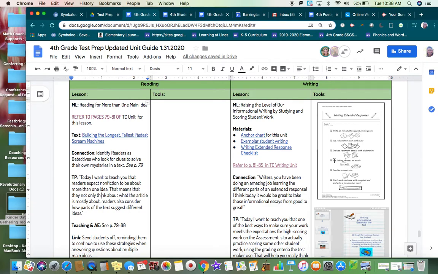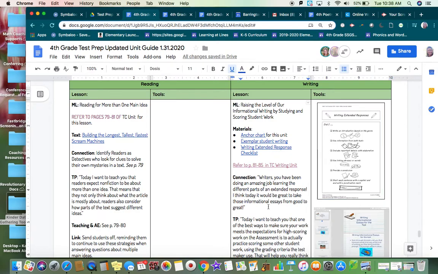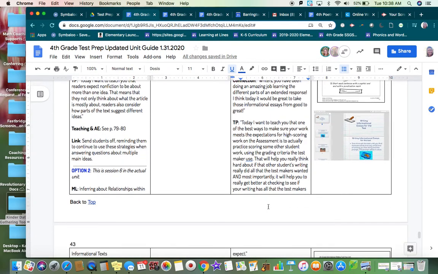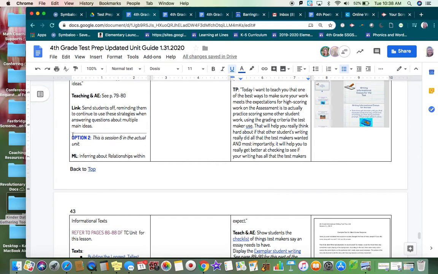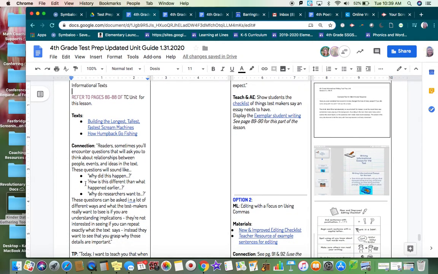On the writing side of things, there's a really nice writing extended response checklist from Teachers College that can support students during that process. In reading on this day, it really has a nice option that talks about inferring relationships within informational texts. We noticed this was asked of students in the IAR, so we wanted to make sure you had time to plan for this. It's these pages of the unit.